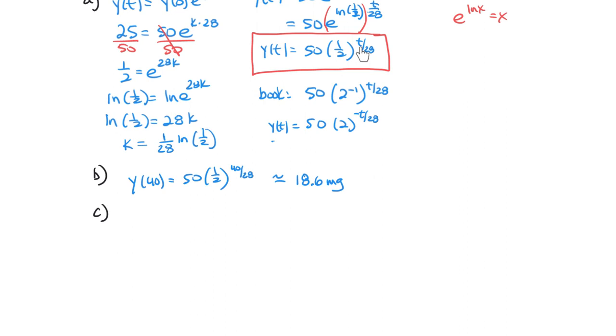Well, t is time, right? So it doesn't go there. So 2 milligrams is this. This is the mass, right? This is the mass. So I plug in a 2 here, and then I solve for t. So for part C, we would say 2 equals 50 times 1/2 to the t over 28.